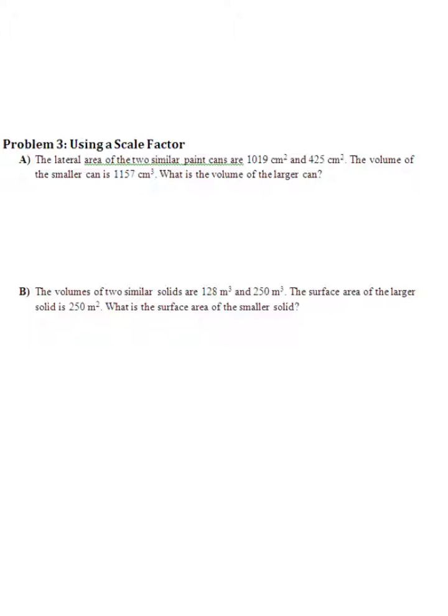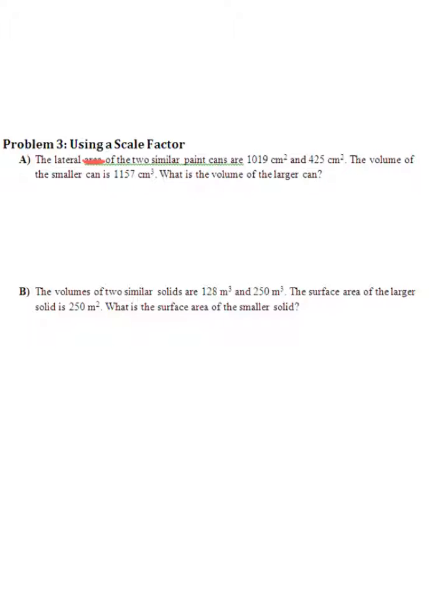Our next example, we talk about the lateral areas of two similar paint cans, which are 1019 square centimeters and 425 square centimeters. The volume of the smaller can is 1157 cubic centimeters. They want to know what the volume of the larger can is. So what we need to do first here is we have an area ratio.